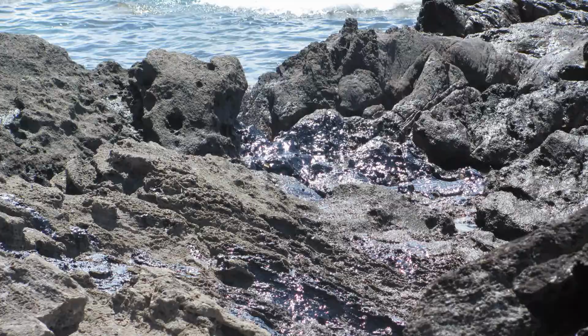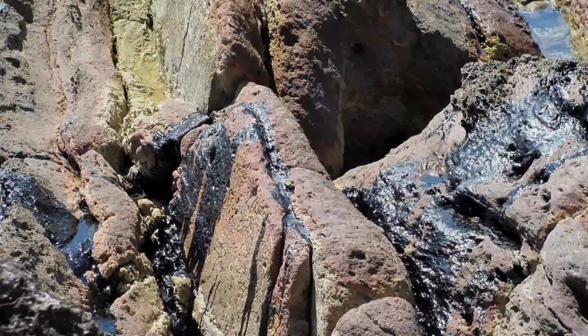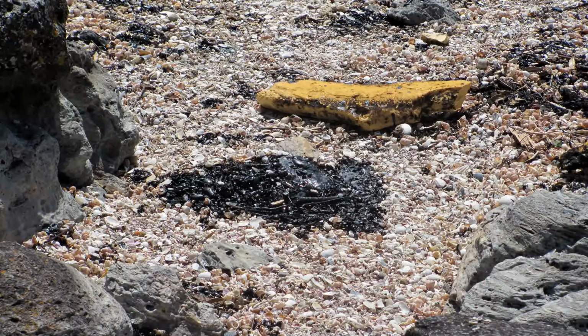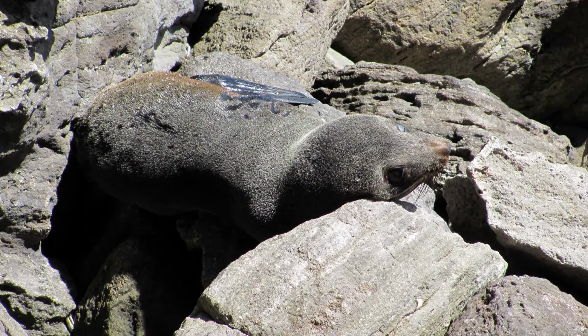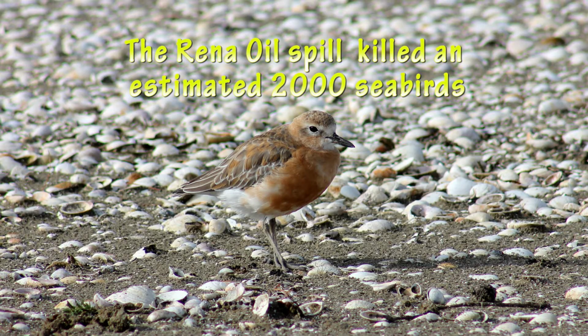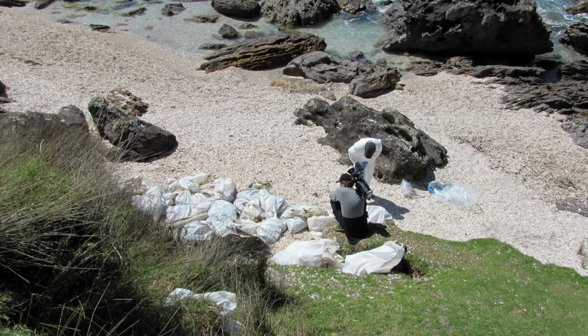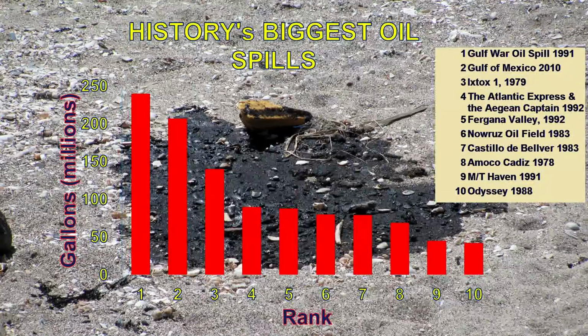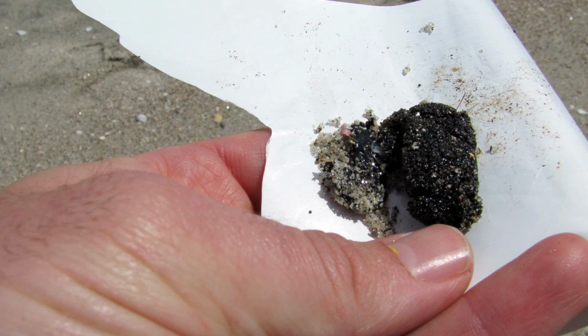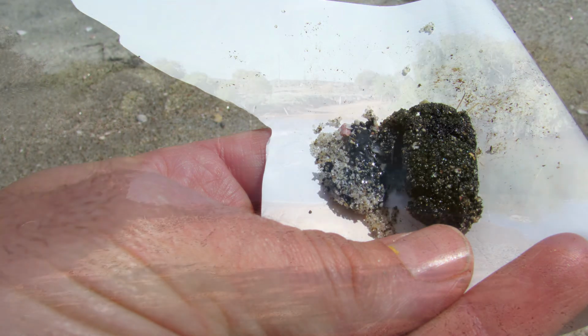Accidental oil spills such as the Rena oil spill off the east coast of New Zealand's North Island in 2011 have huge environmental impacts, causing the deaths of large numbers of marine creatures and seabirds. Oil spills are difficult to clean up, and the costs of doing so are enormous. When people are exposed to oil spills, it can cause skin irritations and rashes.